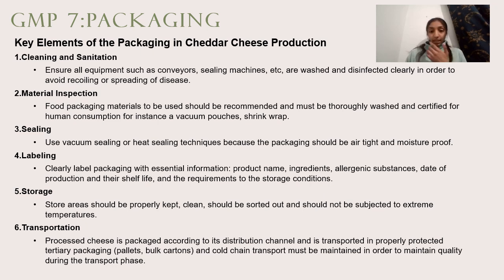So next one is the labeling. It's crucial that packaging is clearly labeled with the product name, the ingredients, the allergens that they include, the production date, the shelf life, and the storage requirement of the product. So this ensures the consumers are informed about the product and the product is completely safe to consume.